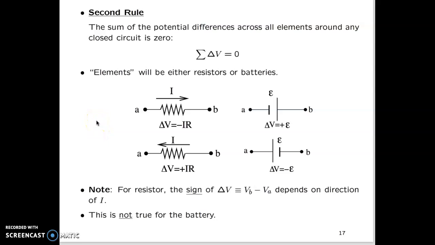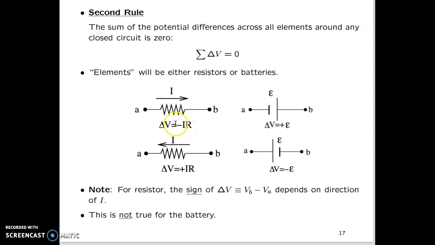Okay, so as I say down here in this line, an element means a circuit element. They can be either resistors or batteries, at least for the circuits that we are going to be considering. So let's consider a resistor between point A and B. If the current is flowing to the right from A to B, then that means delta V, which is defined as VB minus VA, the final minus the initial potential as you go across that resistor, that will be negative. How much? Well, negative I times R.